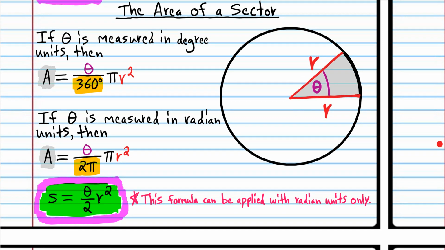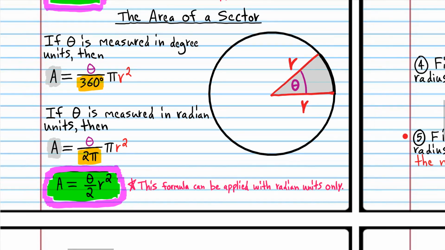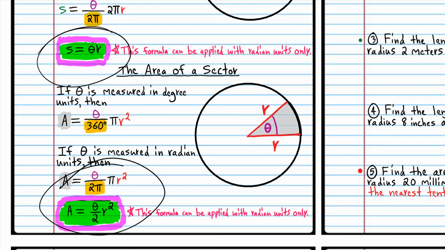But now that we're using radian units, we're going to switch 360 degrees to 2 pi, and then those pi's cancel out, and we have this simplified equation for the area. So the area of a sector is equal to theta in radian units divided by 2 times the radius squared. Most important thing to understand is that you can only use this formula with radian units. Your angle has to be in radian units, so that's true for both of these formulas.